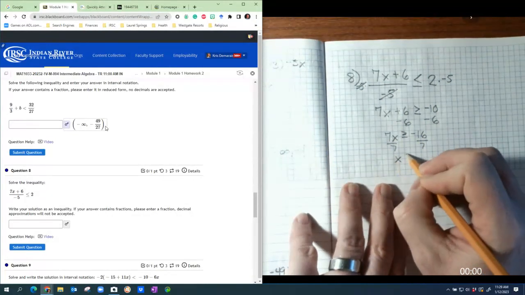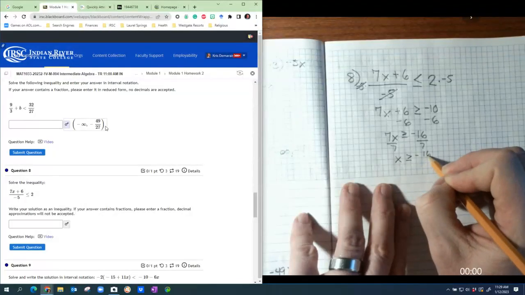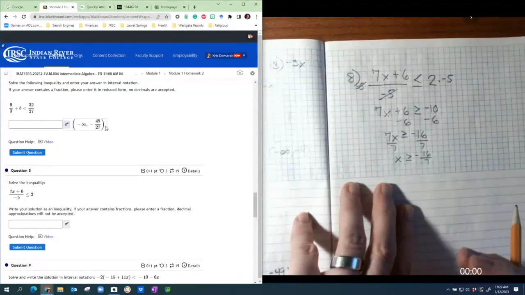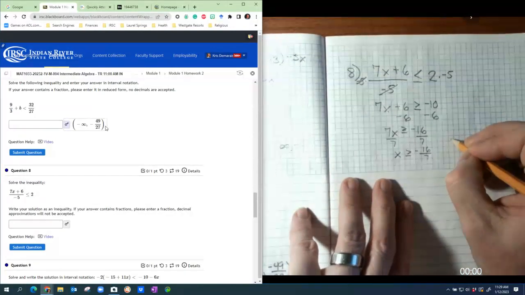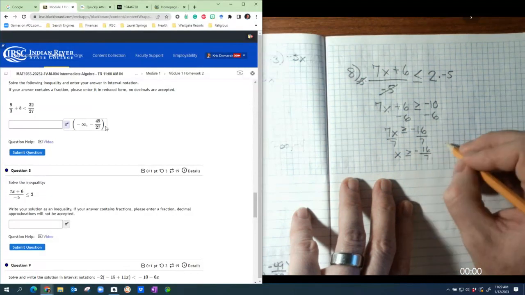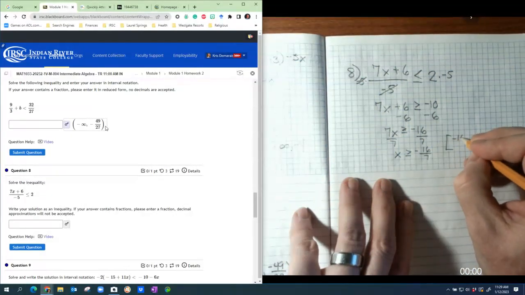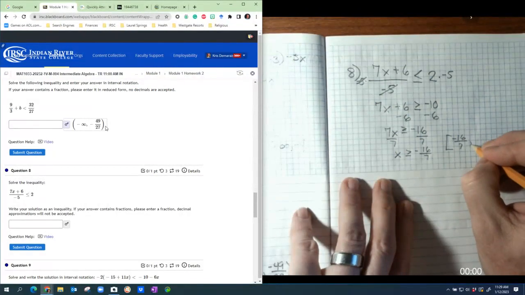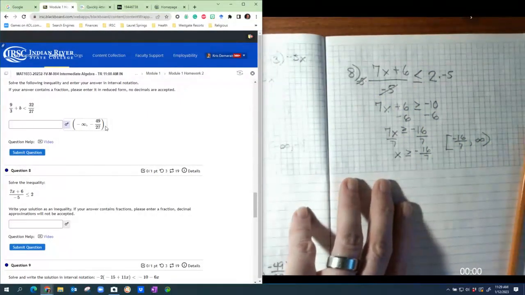So I'm going to get x is greater than or equal to negative 16 over 7, which also is one of those situations where the fraction doesn't reduce. So I'm going to give you that as an answer. And since it's greater than or equal to, I'm going to put a bracket with -16 over 7, comma, positive infinity, and then put an open parenthesis.